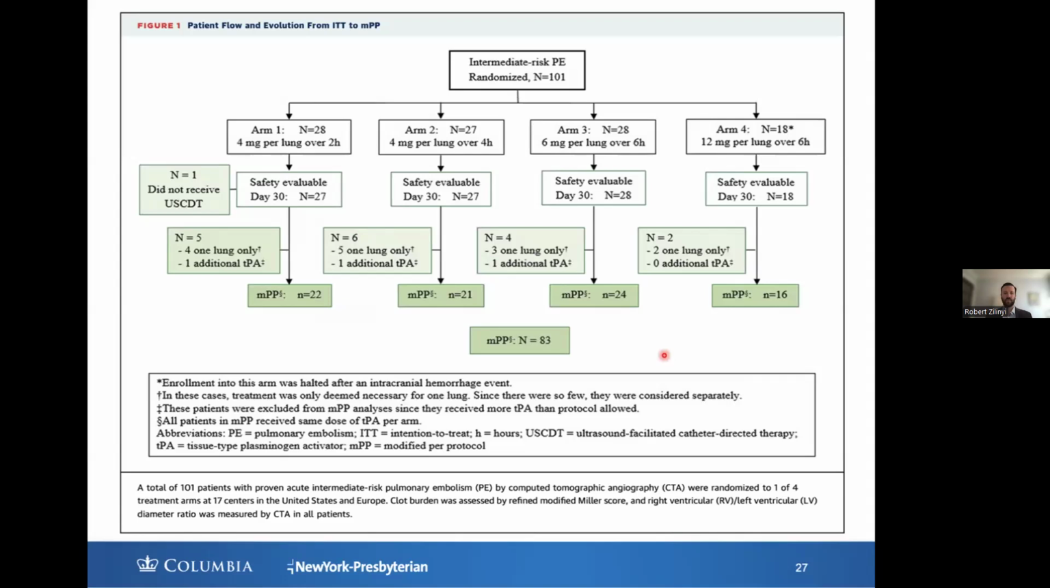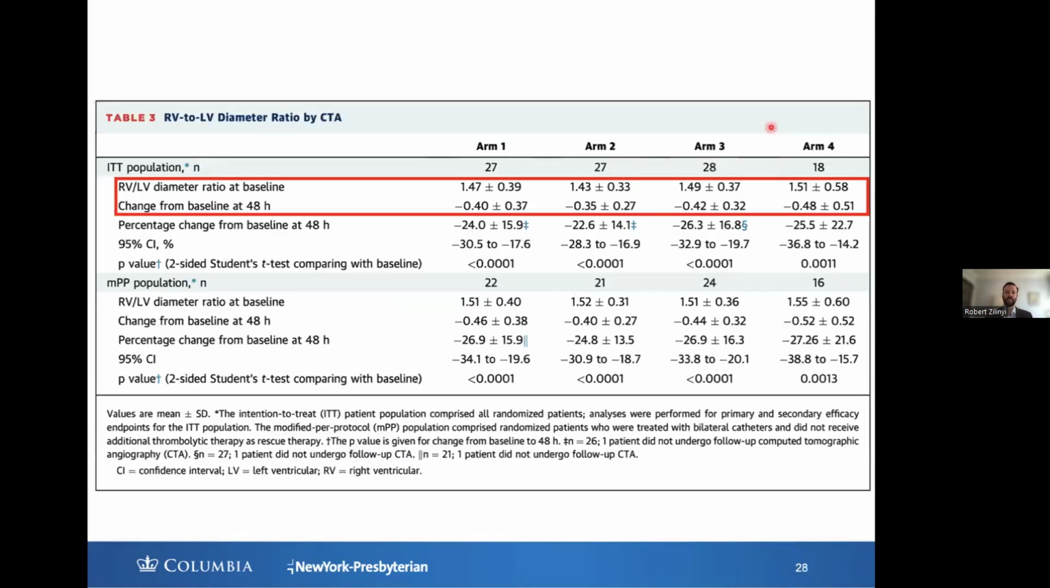Arm one was 4 milligrams per lung over 2 hours. Second arm was 4 milligrams per lung over 4 hours. Third was 6 milligrams per lung over 6 hours. And the fourth and final was 12 milligrams per lung over 6 hours. It's important to note that the fourth arm was terminated early in terms of enrollment due to an intracranial bleeding event, and that has fallen out of favor in terms of dose and timing of delivery.